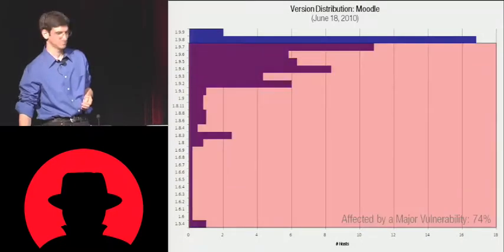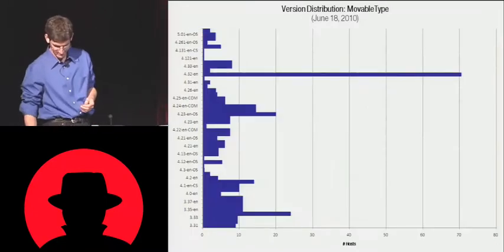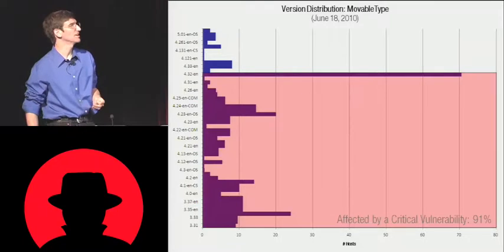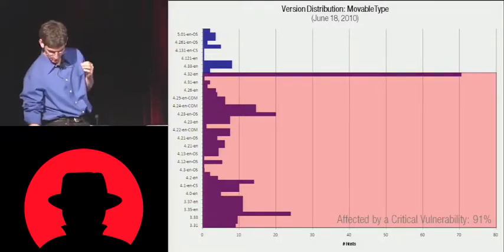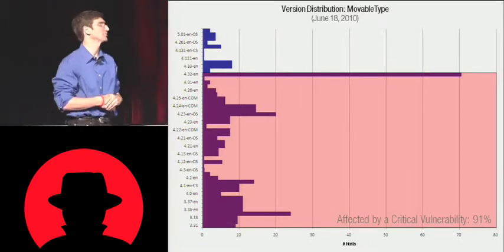All right, Moodle, 74%. Movable Type, there you go, 91%. And ouch, these guys who were right here on the, thought you were running with a really popular version.